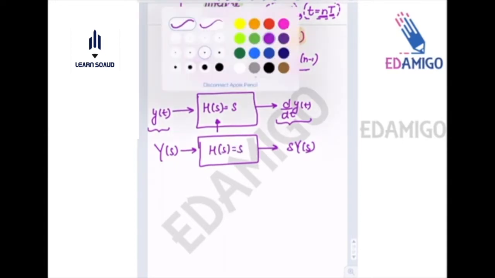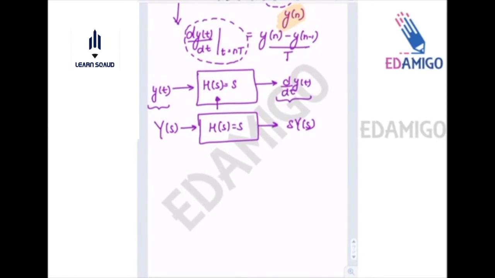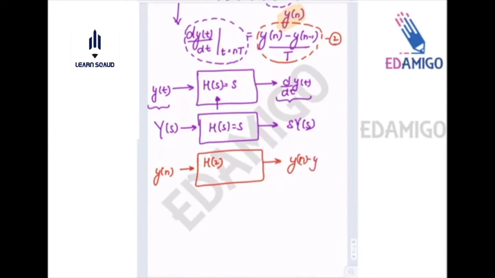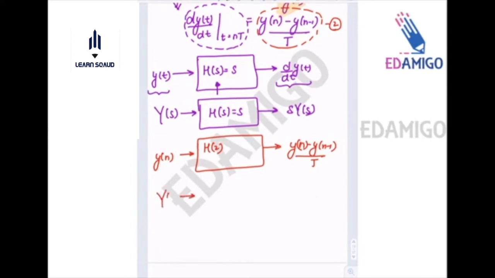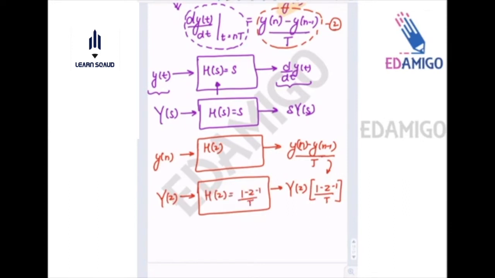Now similarly, if we look at the other side of the equation, let us say this is equation number 2. When yn is the input, what should be Hz? The output is yn minus y(n minus 1) divided by capital T. Now since we know that the input is Yz, and the output is, by taking the z transform of this, Yz into 1 minus z inverse divided by capital T. So Hz will be equal to 1 minus z inverse divided by capital T.